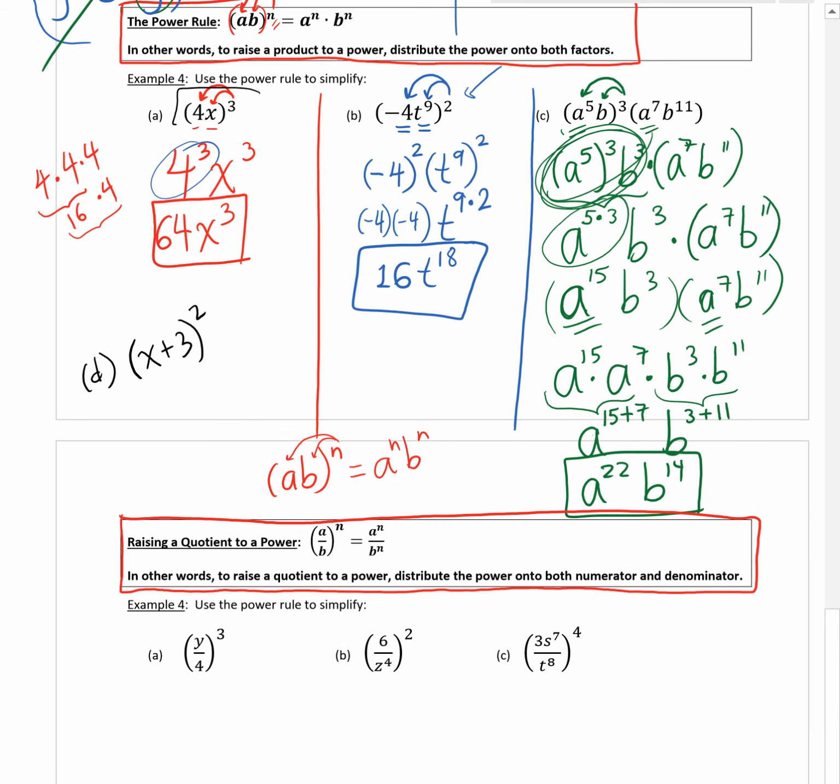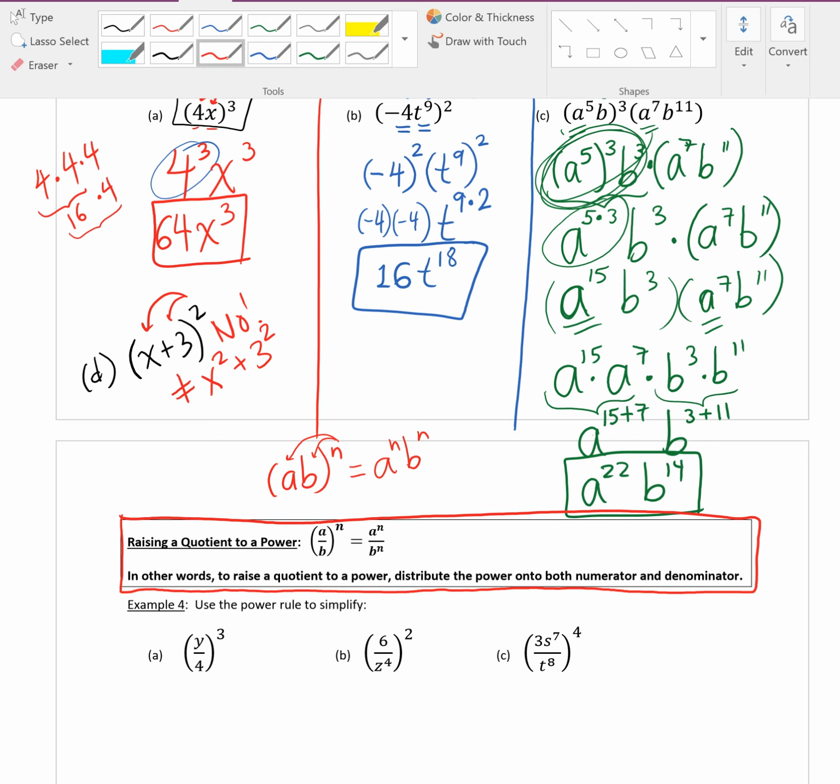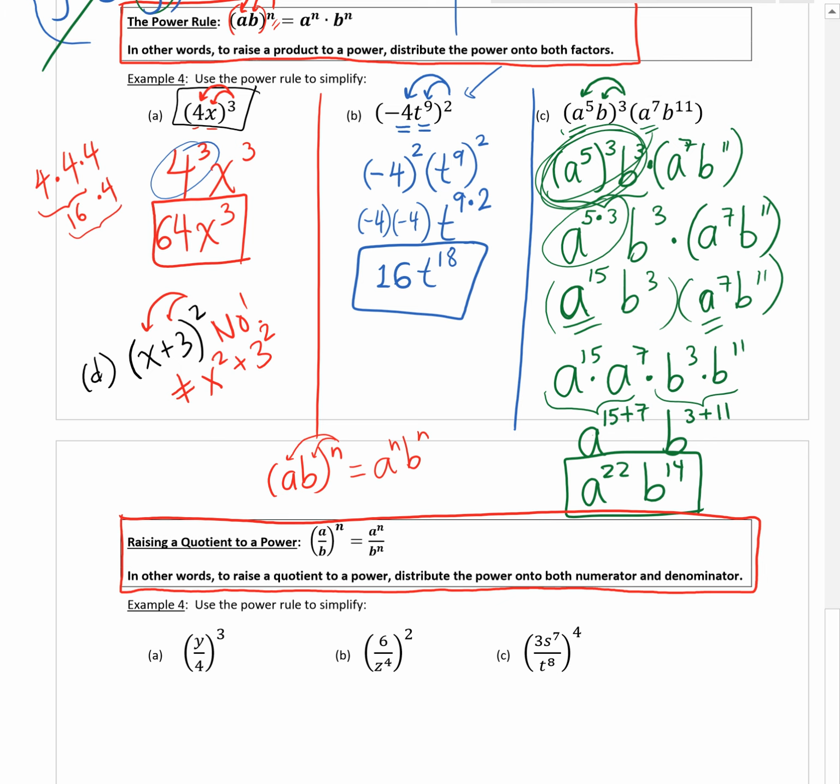So like, how about part A, we said, oh, it's 4x raised to the 3rd power. I'm going to distribute the 3rd power. If you try to distribute the 2nd power here onto the x and the 3, that will not work. No, this is not equal to x to the 2nd power plus 3 to the 2nd power. So be careful, you can't use this rule as a general rule. Notice that this rule up here only shows multiplication inside the parentheses. It's a times b to the n. If you have a plus or a minus, it will not work.